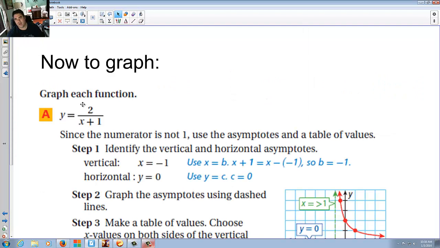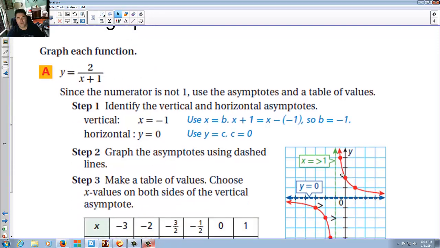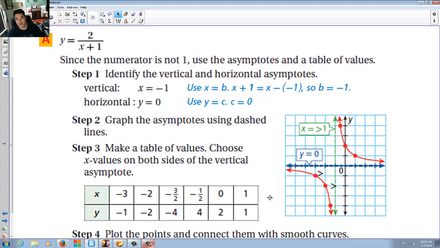Now to graph. Graph each function. Y equals 2 over x plus 1. Since the numerator is not 1, use the asymptotes and a table of values. In other words, what's going to screw this up? Negative 1. So if I go down to negative 1, that's my line of no return. Notice how there's no number after, so my horizontal asymptote is going to be 0, which is this guy right here. Now you plug in values.